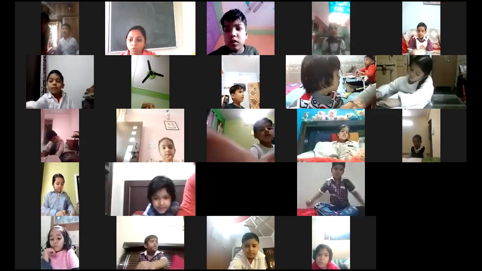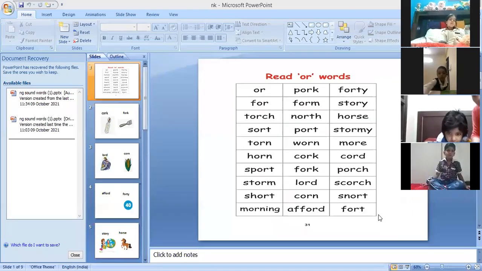So today we are going to read all sound words. We are going to continue with 16th word. So everyone hold pencil and read the words with me.